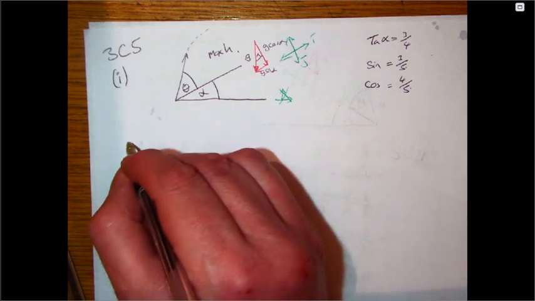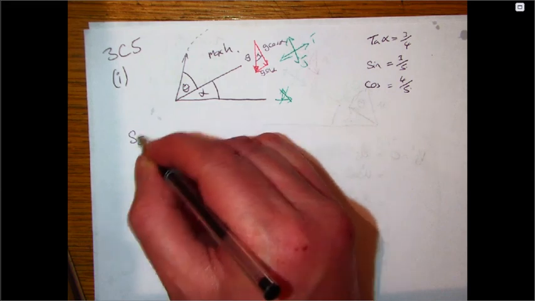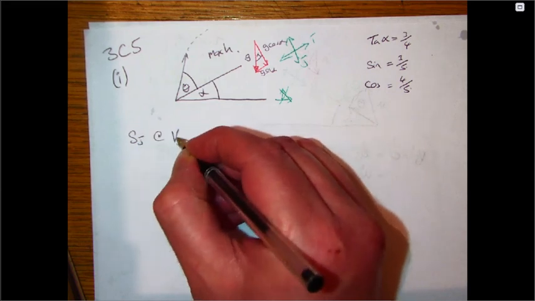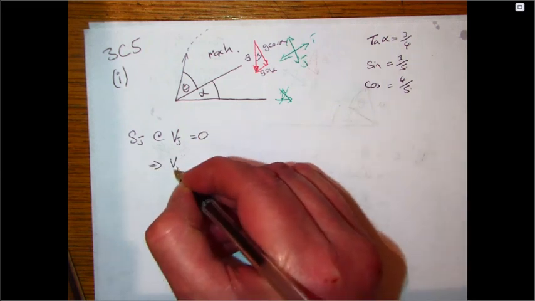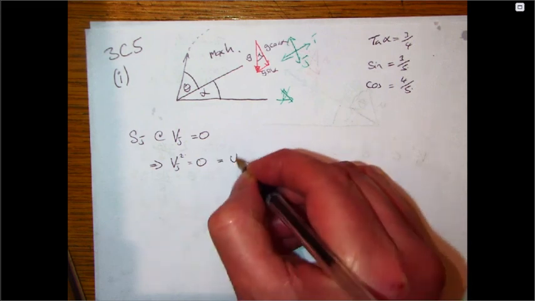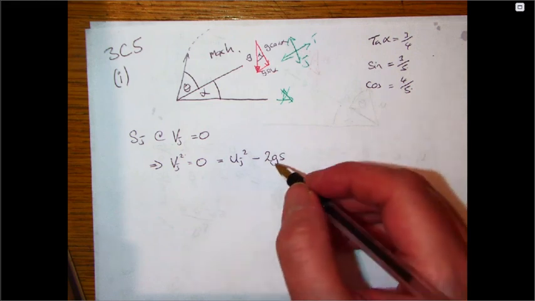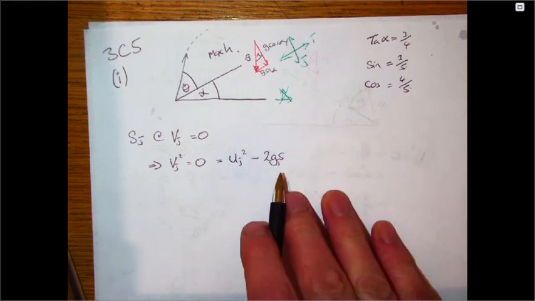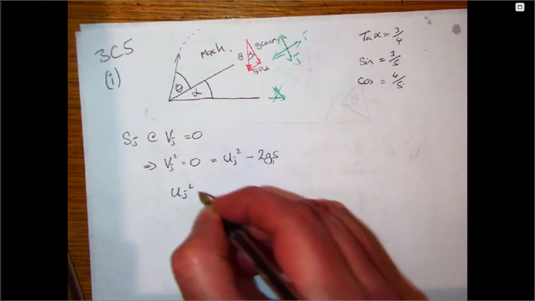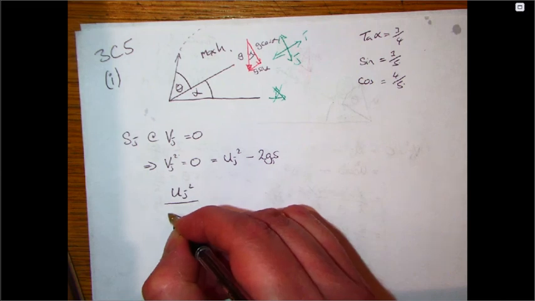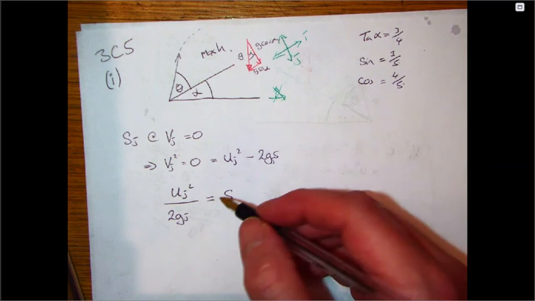So I'm looking for s of j at its max height, s of j at vj equals 0. If vj is equal to 0, then vj squared is equal to 0, which is equal to uj squared minus 2 times g times s, and that's a g of j, by the way. Okay, so let's rewrite it actually, just for handy: uj squared divided by 2 g of j is equal to s, and that's going to speed us up a little. Is that all true?